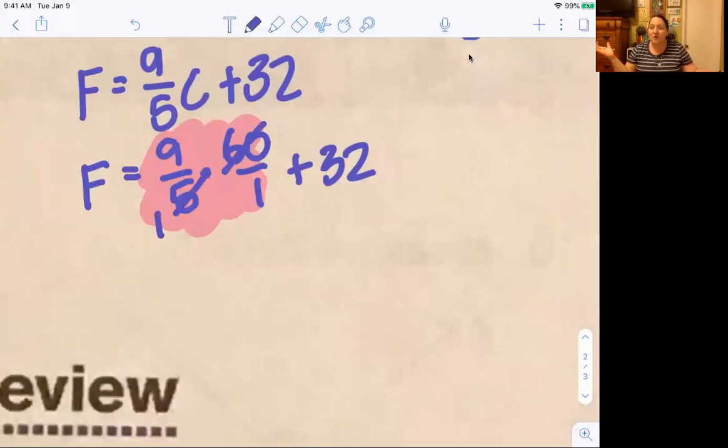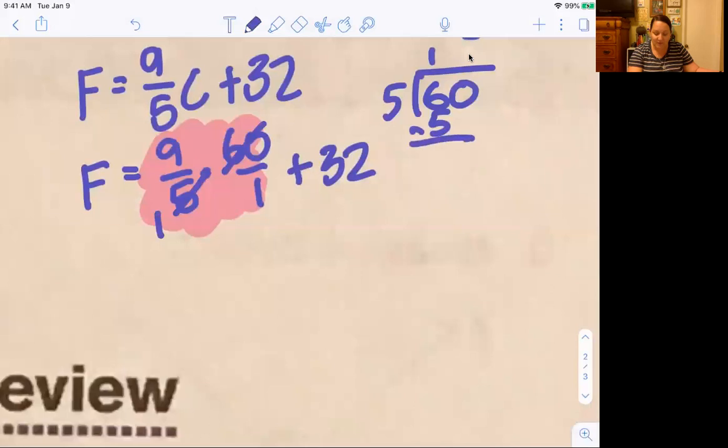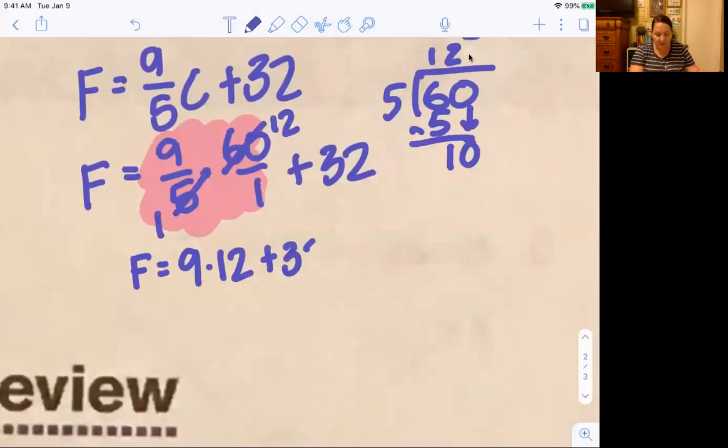So 5 goes into 5 one time, and 5 goes into 60 how many times? Well, let's say you don't know, right? Guys, what we can do is this. 5 goes into 6 one time, subtract, bring down. 5 goes into 10 2 times. So 5 goes into 60 12 times. Now at this point, because it can get a little messy, I'm going to rewrite the equation. F equals 9 times 12 plus 32.